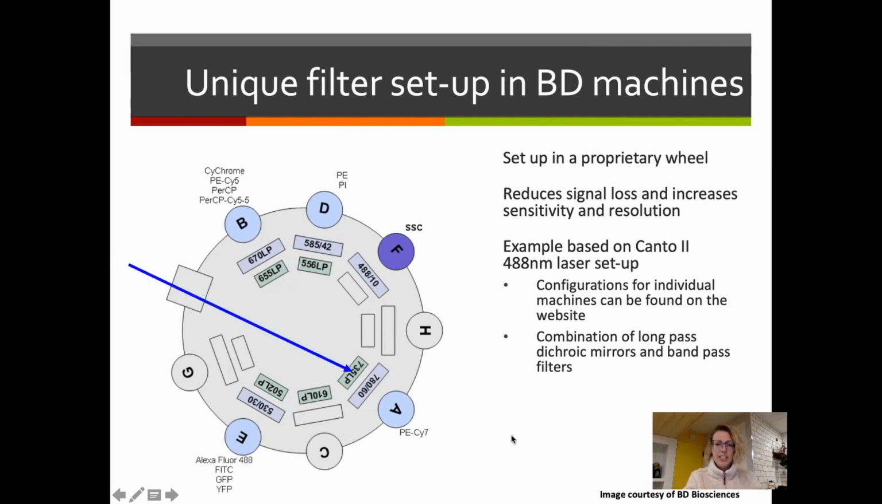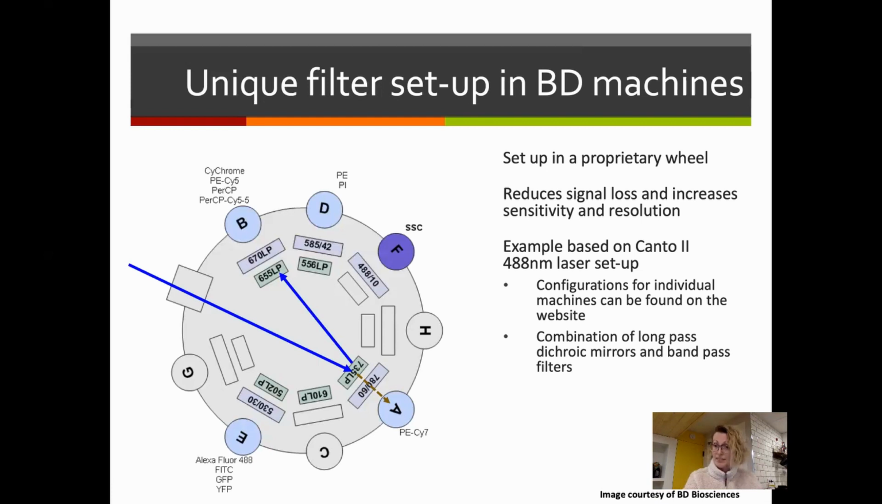So in this case, our initial laser light will come in and hit the 735 long pass filter. That means any light longer than 735 nanometers will pass through. This will hit the 780/60 filter, which will allow in a range of light that's centered around 780, 30 on either side, so from 750 to 810. And this is the only light that is passed to this detector, which allows us to determine the signal for PE-Cy7. The remaining light is bounced to the next filter.